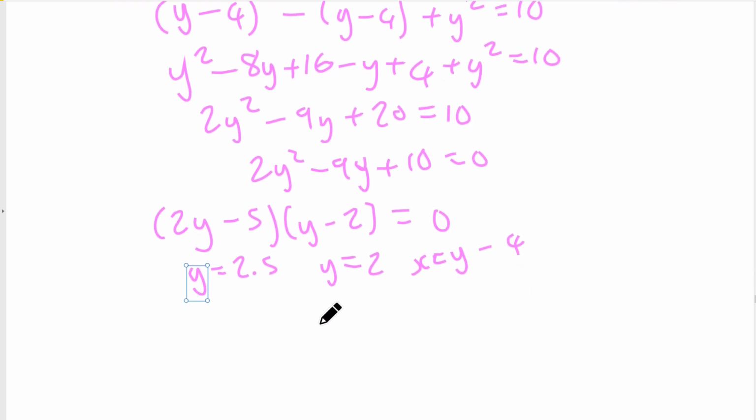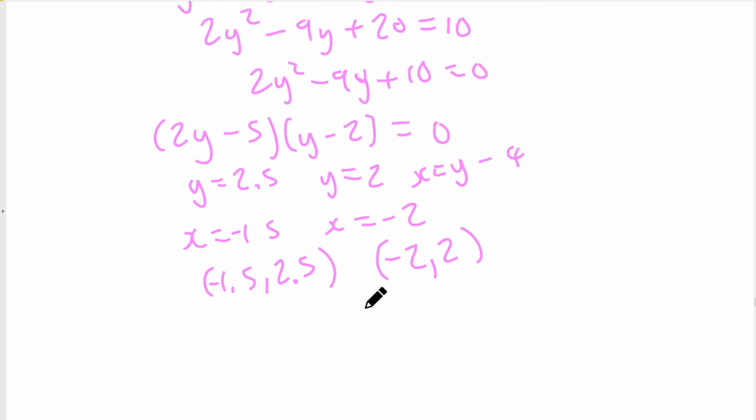So we can sub these values in to find x. So when y equals 2, x equals minus 2, and y equals 2.5, x equals 2.5 minus 4, minus 1.5. So those are the two coordinates. So we've got these 2 points, and imagine these are the 2 coordinates here, right? I'm going to try and find its length.